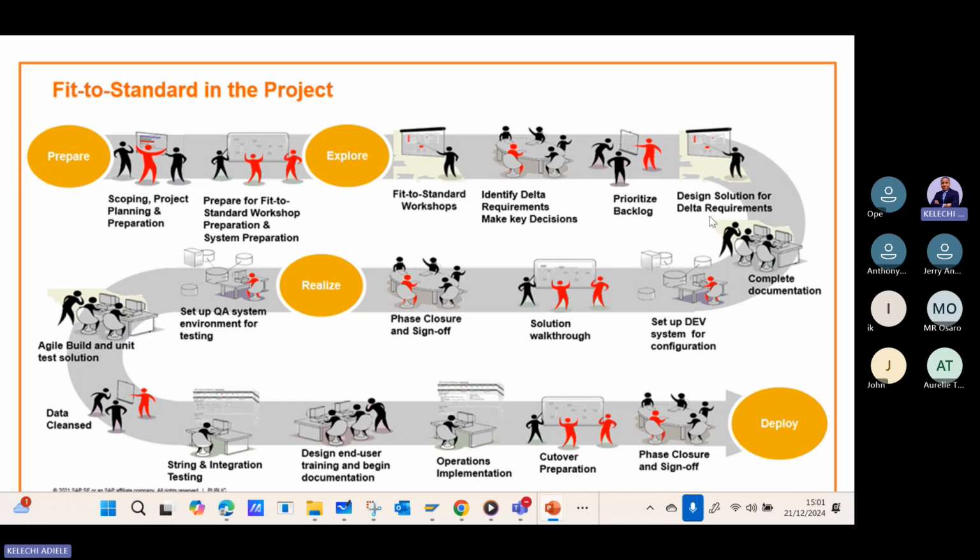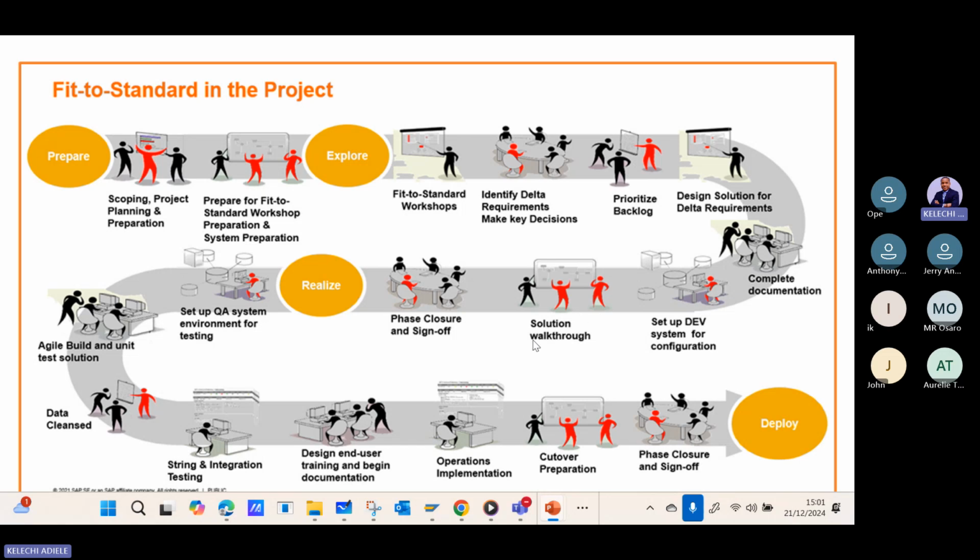So once we have identified the fits, we need to do documentation, set up the dev system, and start configuration. So some of you will be doing configurations in the system. So like I said, it's going to be a learning for all of us. Some of you will train, some of you will configure, some of you will test, some of you will document a lot of things, but that's how it's going to be.